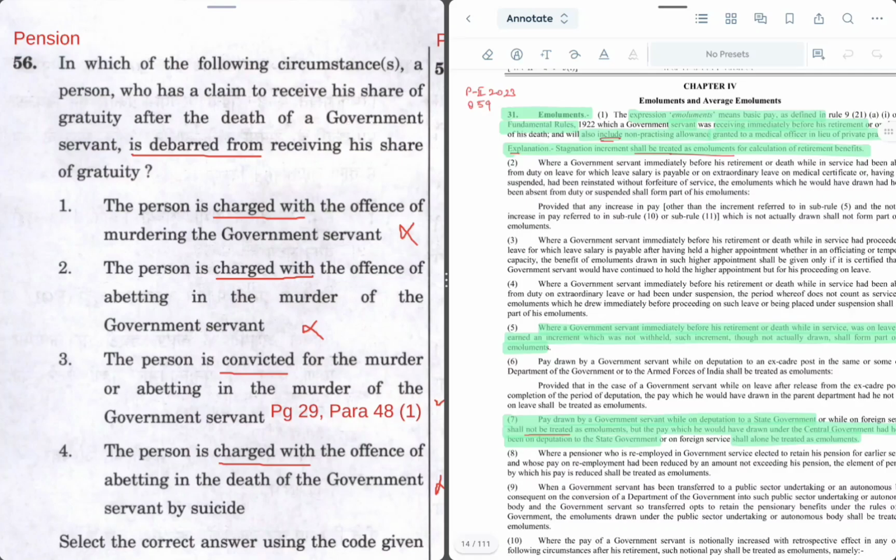In which of the following circumstances a person who has claimed to receive his share of gratuity after the death of a government servant is debarred from receiving his share of gratuity?